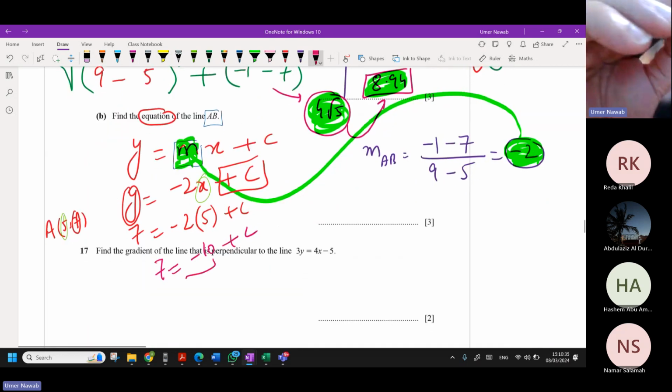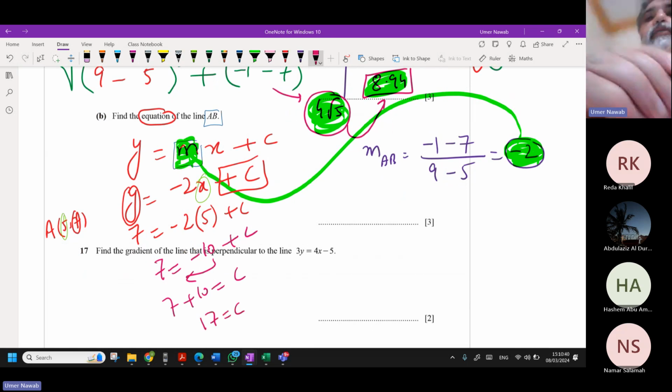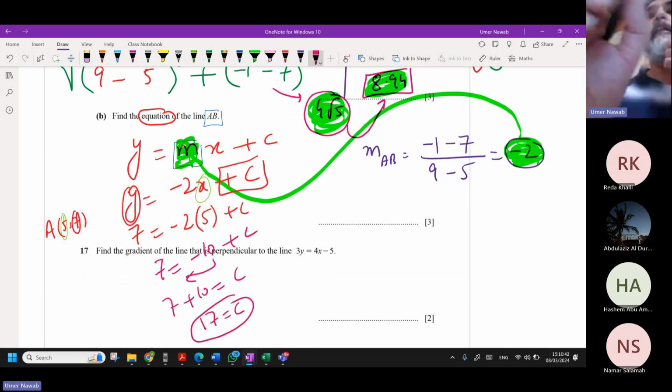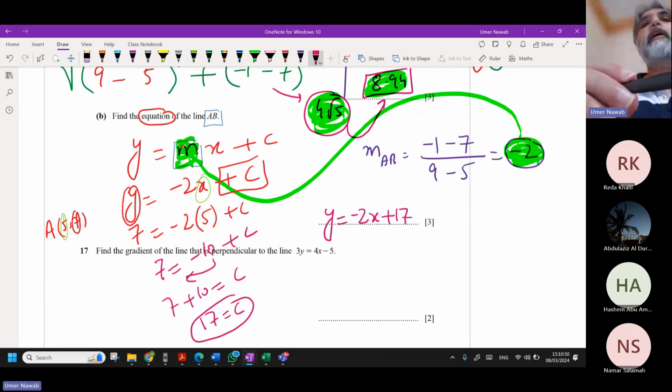Now minus 10 goes to the left. So 7 plus 10 is equal to C. So 17 is equal to C. So Mr. Omar found C is 17 and the gradient is minus 2. I'm ready to write my equation of a line. Y is equal to minus 2x plus 17 is the equation of a line.